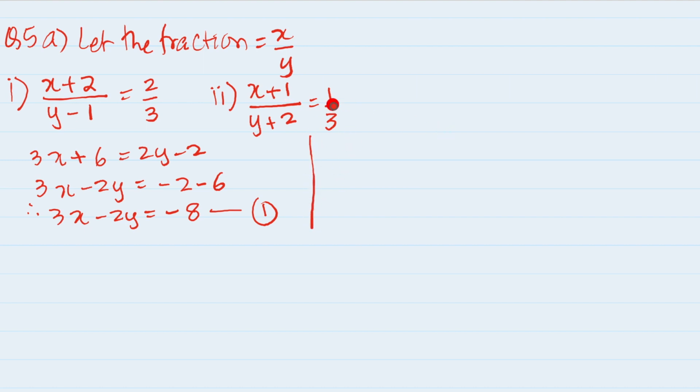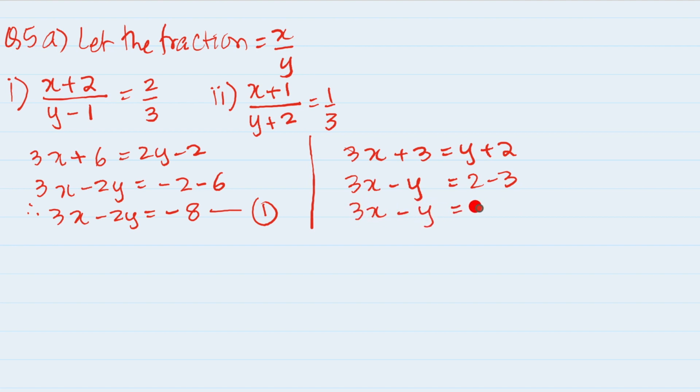Now this side, let's cross multiply. So 3x plus 3 is equal to y plus 2. So 3x minus y is equal to minus 1. This is our equation 2. Let us write these one below the other.